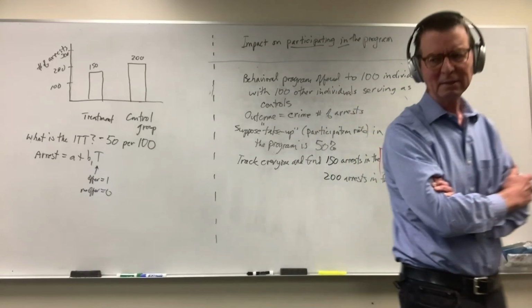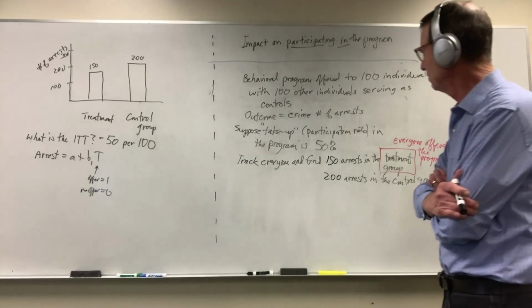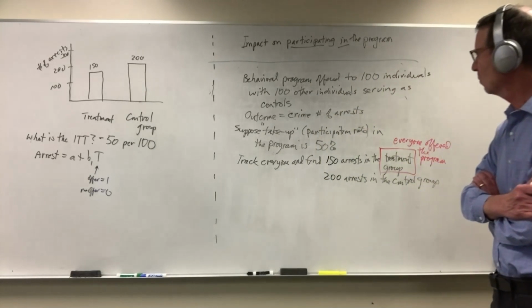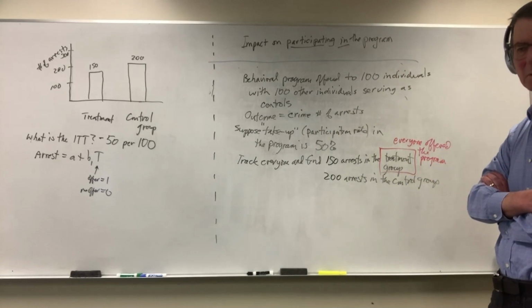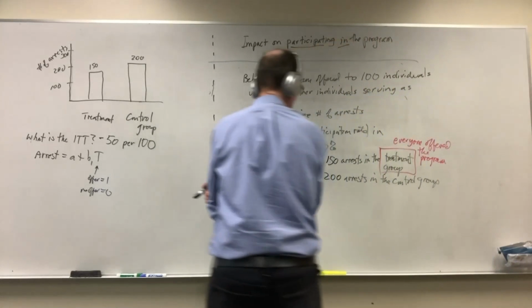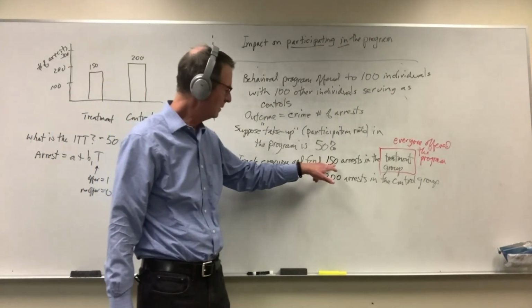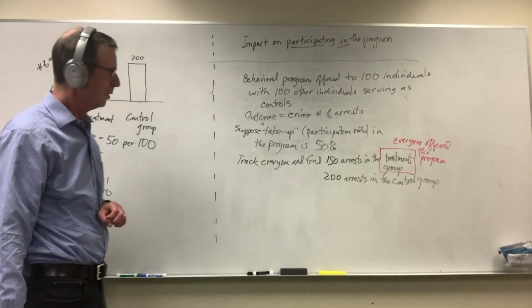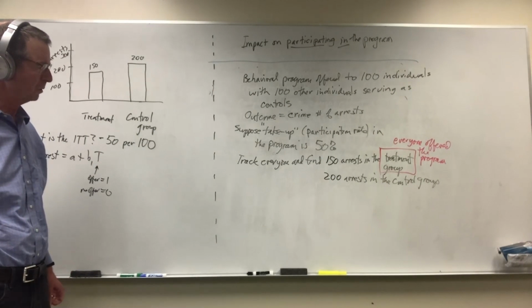All right, anybody? I said it was magical, but in fact, it's not magical. Anyone see a way of figuring out what the impact of the program is for the people who took up the program? Only half the people took it up, right? Of the 100 offered the program, only 50 took it up. We've got 150 arrests altogether for the people who took it up and didn't take it up in the treatment group.